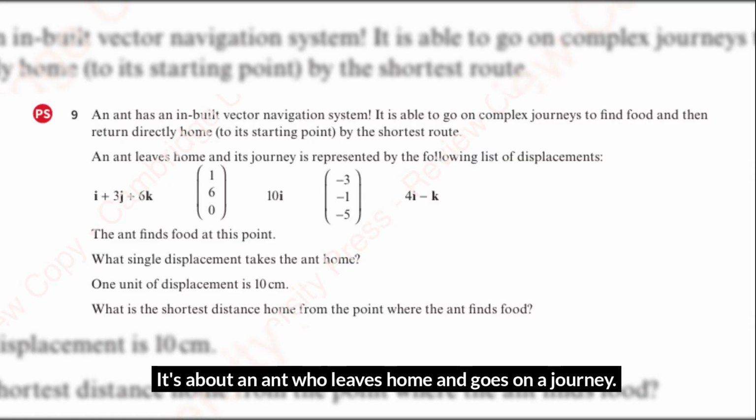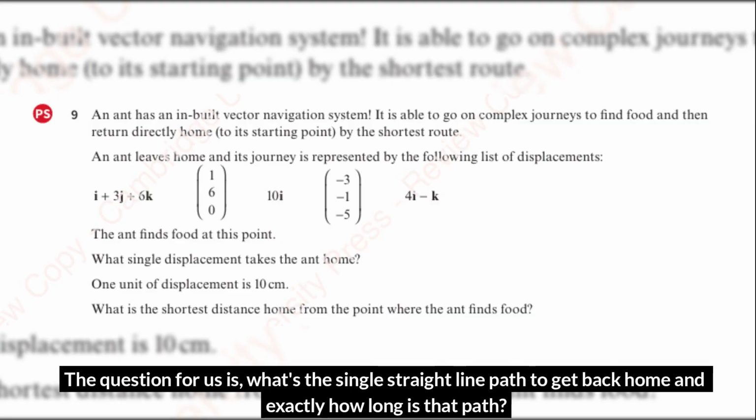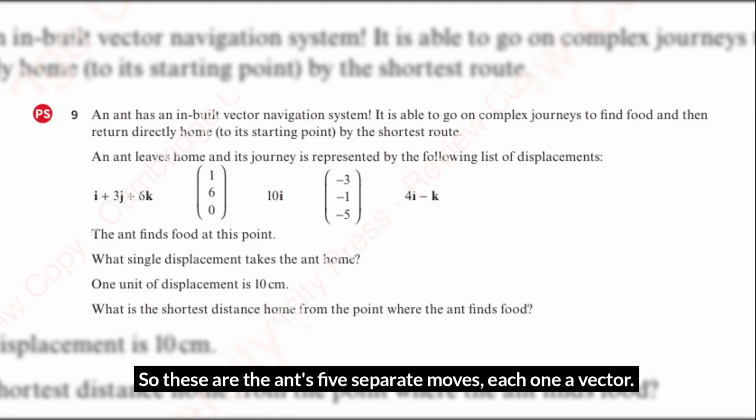And for our last problem from the textbook, question 9, we get a little story. It's about an ant who leaves home and goes on a journey. It makes 5 different moves to find some food. The question for us is, what's the single straight line path to get back home, and exactly how long is that path?